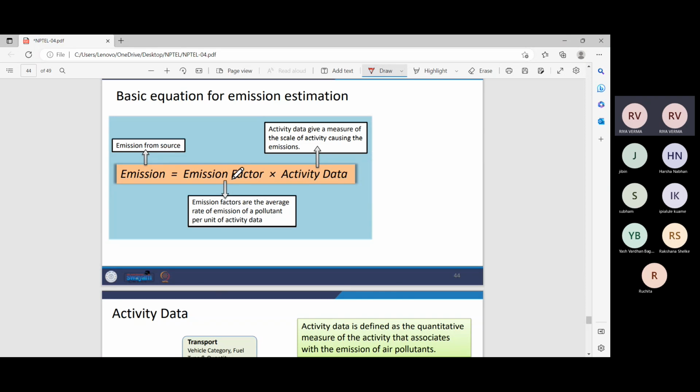So the basic equation for the estimation of your emissions. For any kind of source, the total emission will be equal to the emission factor multiplied by the activity data. So what are these emission factors? Emission factors are the average rate of emission of a pollutant per unit of the activity data, and the activity data gives us a measure of the scale of activity that causes the emissions.